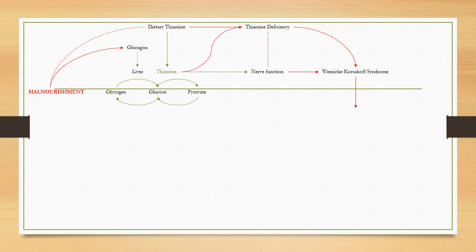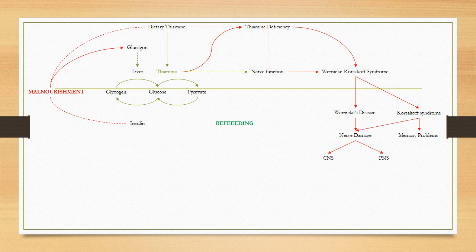This Wernicke-Korsakoff syndrome is actually two things: Wernicke's disease and Korsakoff syndrome. They're pretty much the same. Wernicke disease causes nerve damage, and that can be in the CNS or the PNS, the peripheral nervous system. Korsakoff syndrome also causes nerve damage, and it's also associated with memory problems. Okay, so when you're malnourished, you don't have glucose in circulation, so insulin doesn't get secreted.